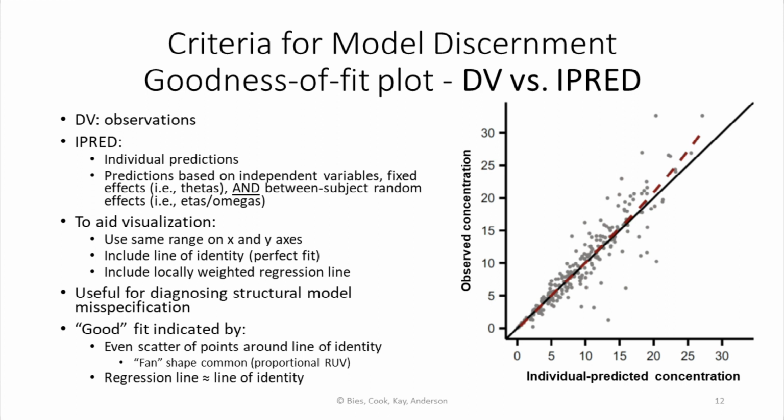Again, to aid visualization, we want to use the same range on the X and Y axes. We want to include a line of identity, right? That would be the perfect fit. That's this black line on the plot on the right here. And you want to include a locally weighted regression line. You can see that follows, for the most part, it follows the identity line. And that's what we really are looking for. Specifically, again, on the plot, you have the observed concentrations on the y-axis and the individual predicted concentrations on the x-axis.